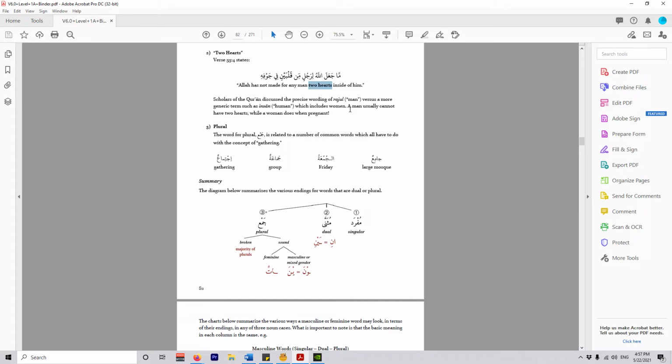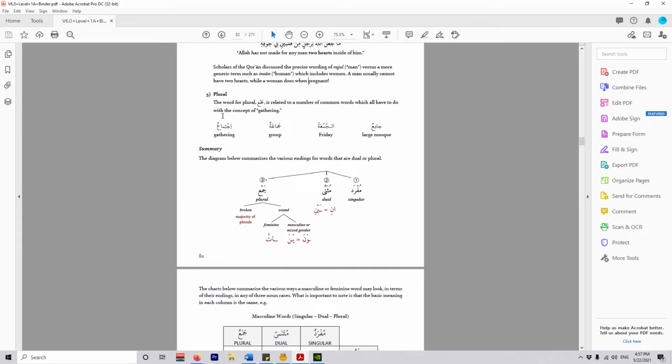And here, why did Allah use the word rajulun instead of imra'atin or insan or something like that? That's because a woman, when she's pregnant, could have another heart in her jawf, so to say. And so that's just a little cool point there.